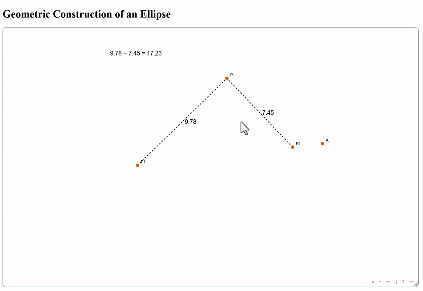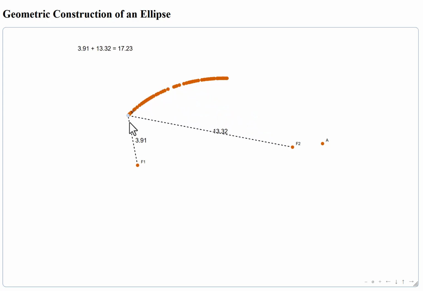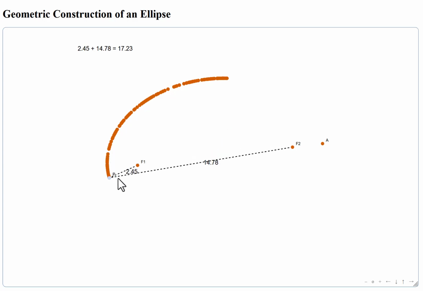Anyhow, let me clear that part out. You'll notice I've got point P over here, and I've measured the distance from P to one of the focal points and P to the other focal point. And the sum of those two is always added up right over here. So right now I've got 9.78 plus 7.45 equals 17.23. As I move P, clearly the distances between the point P and the two focal points change, but it stays at a constant total of 17.23 units.